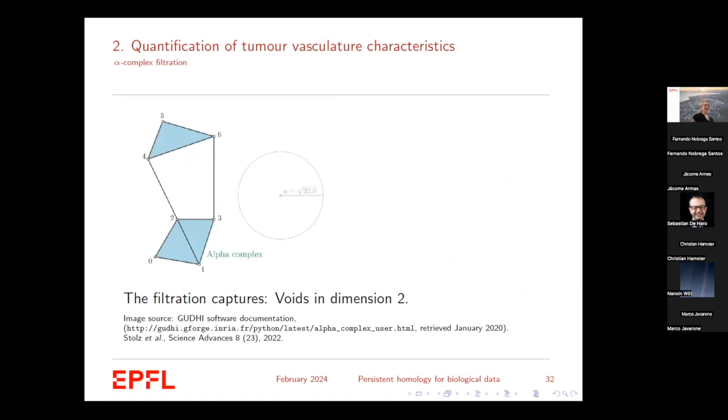Now, I also mentioned that we want to capture voids, and so far we only have edges and nodes coming from the vascular network. So where are the voids coming from?